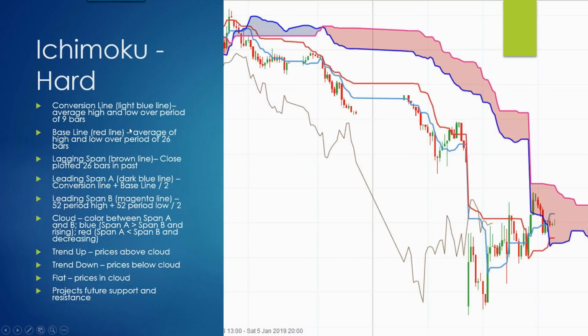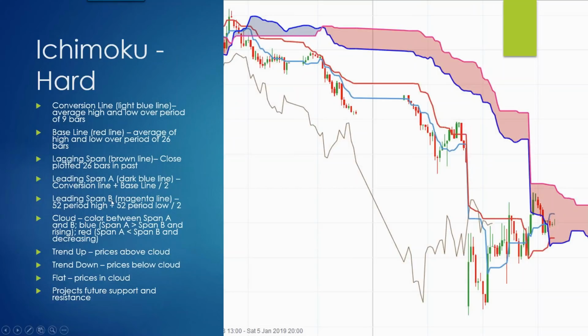Then you have a baseline, which is the average of the high and low over a period of 26 bars. Then you have the lagging span, which is your brown line right here. And that is the close of the past 26 bars, okay? Then you have the leading span A. It's a conversion line plus a baseline divided by 2. So really what you're doing is you're taking these 2 moving averages and dividing them by 2.